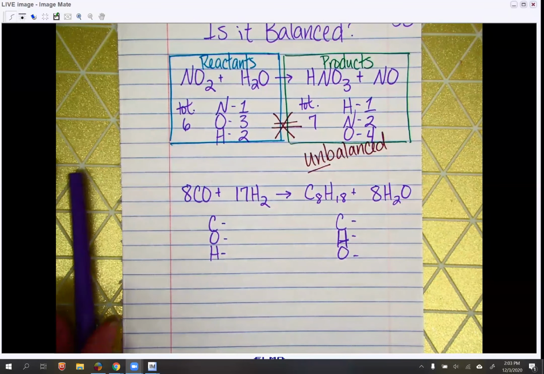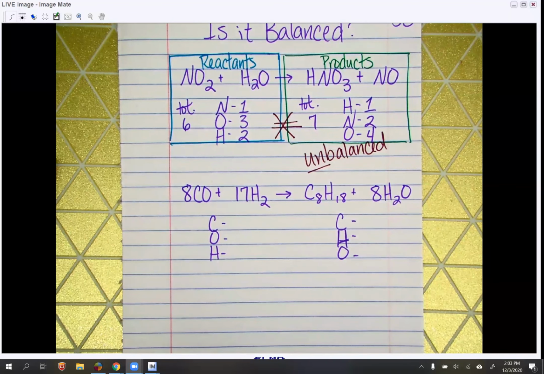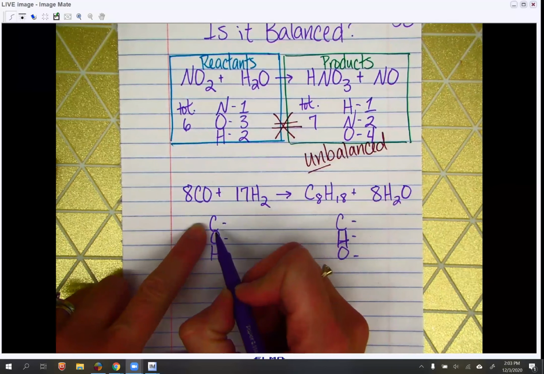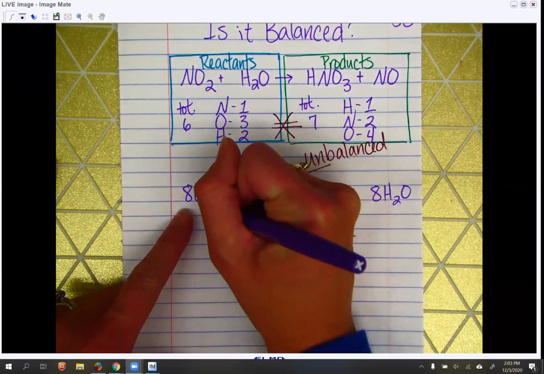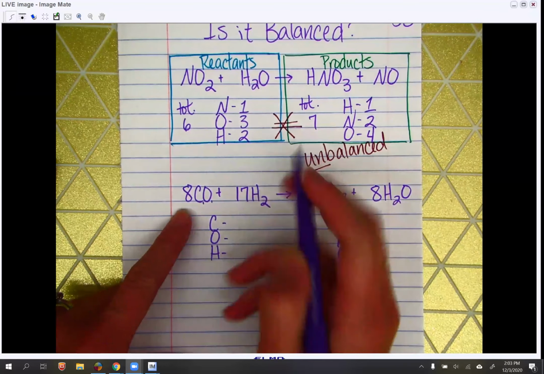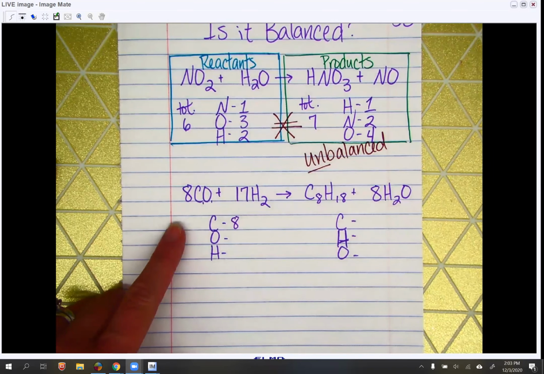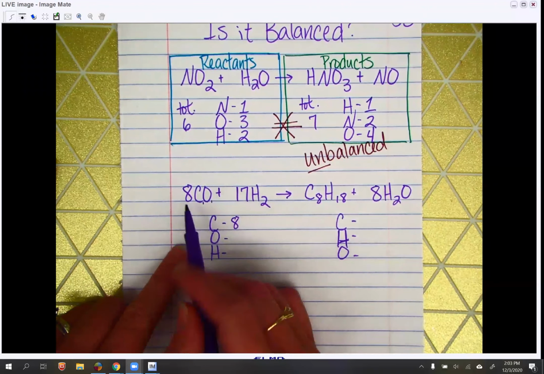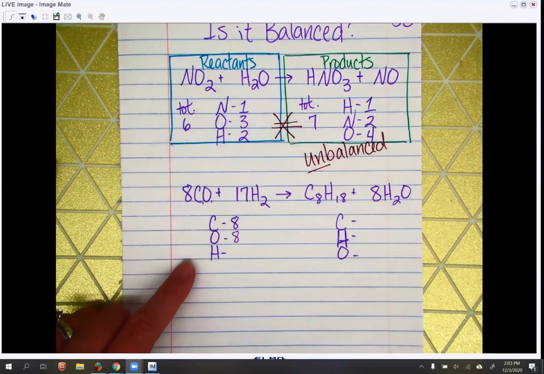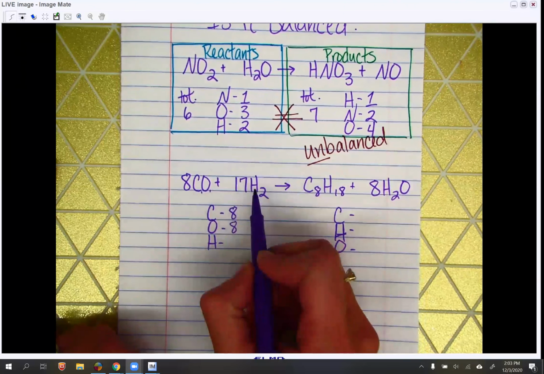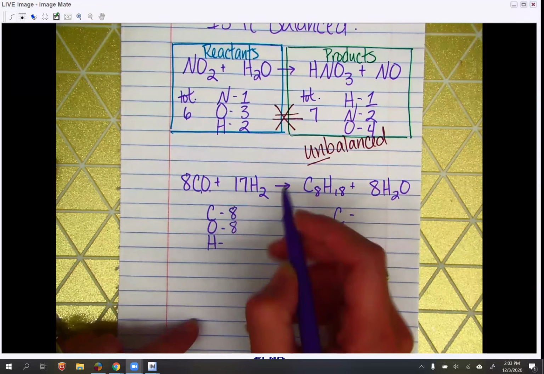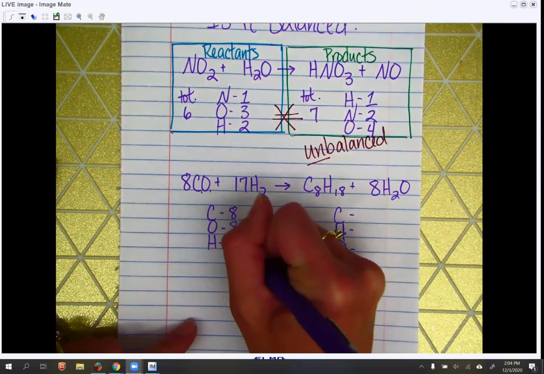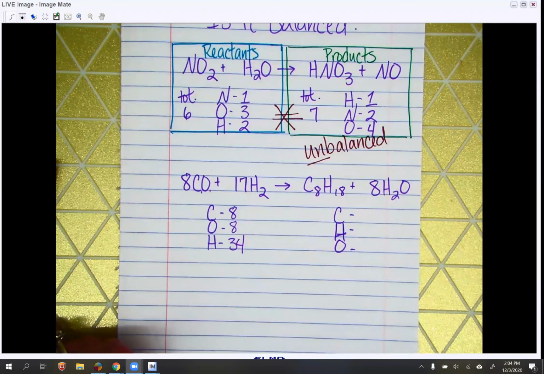So on the reactant side, carbon, we have 8 molecules of carbon monoxide, each have this imaginary little number 1 here. So I should have 8 carbons here. For oxygen, I also have 8 oxygens. And for hydrogen, I have 2 hydrogens in each molecule and 17 molecules. So that gives me 34 hydrogens.